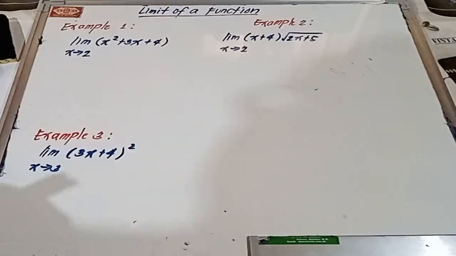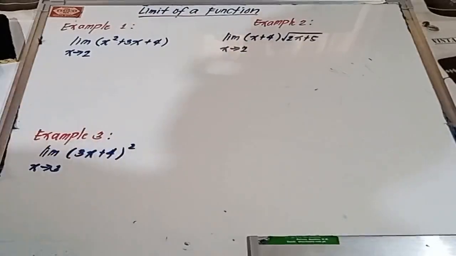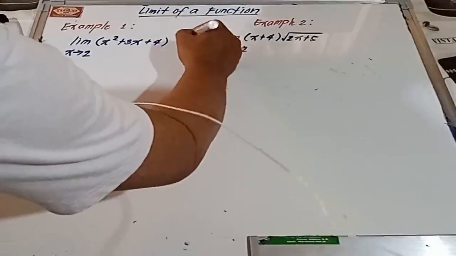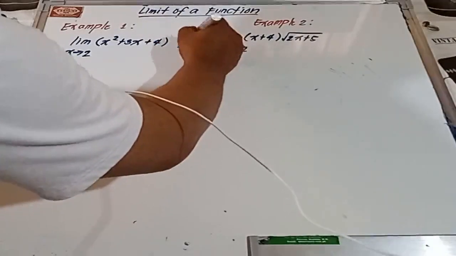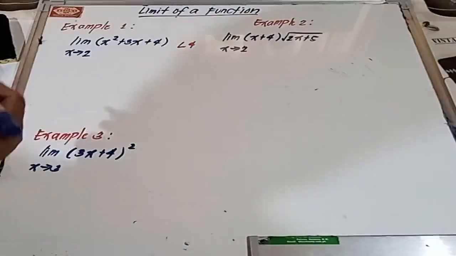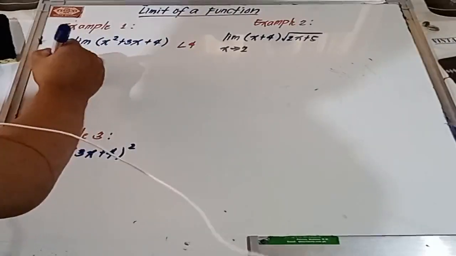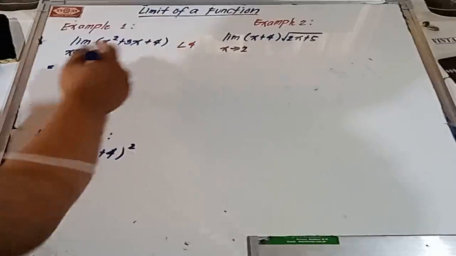Okay, so the first step is we're going to apply theorem on limits number 4. Ano ba yung theorem on limits number 4? Yan yung limit of the sum, okay? And that is equivalent to the sum of the limits. So that is equal to the limit of the first term, limit of the second term, and limit of the last term.